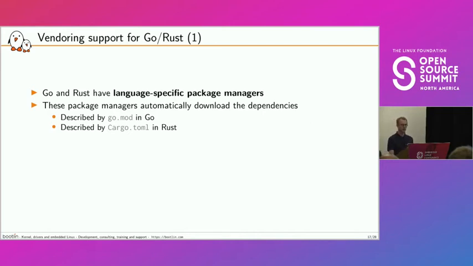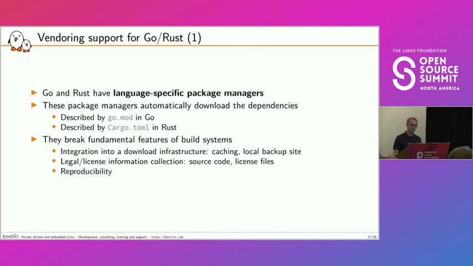So those package managers, they do a lot of different things, but one of the things that they do, and which is the part where they kind of conflict a little bit with what the build system is doing, is that they automatically download the dependencies. So in the Go world, you have Go modules, which can download tons of other modules that you depend on. In the Rust world, we have those crates that are described in Cargo.toml that describes what extra kind of libraries or modules you need to build your Rust application. So this is all great, but this breaks some fundamental features of build systems.